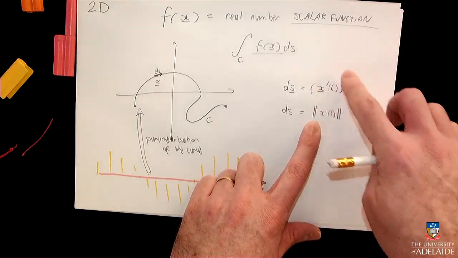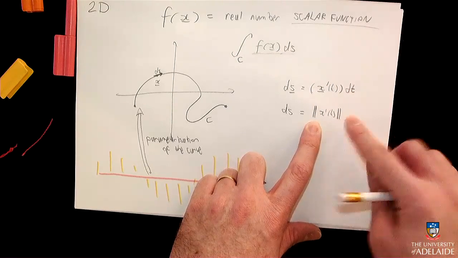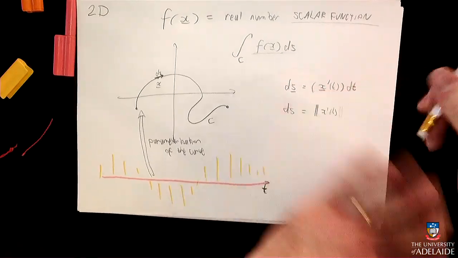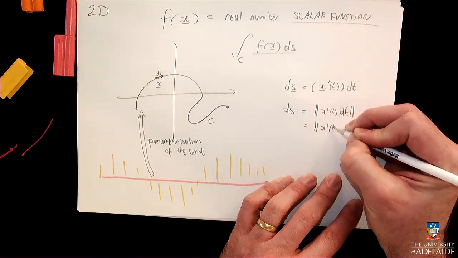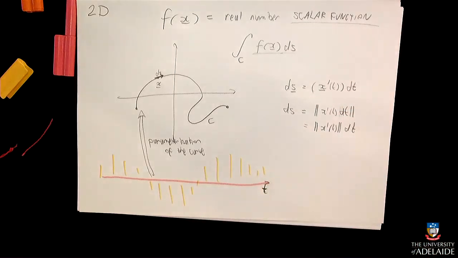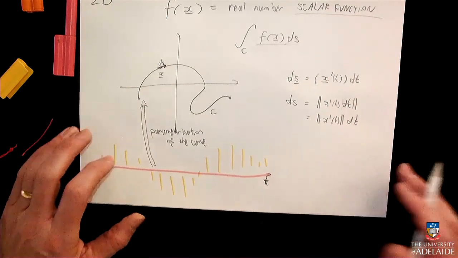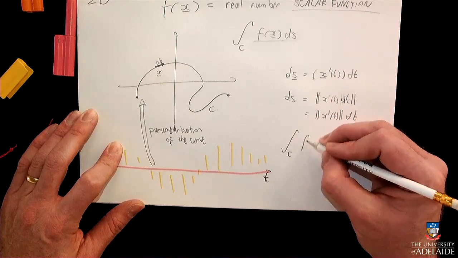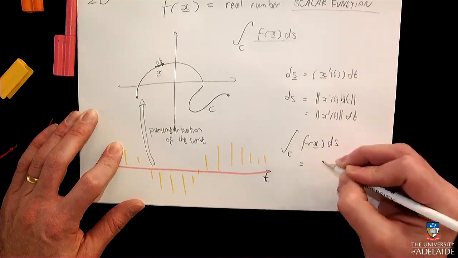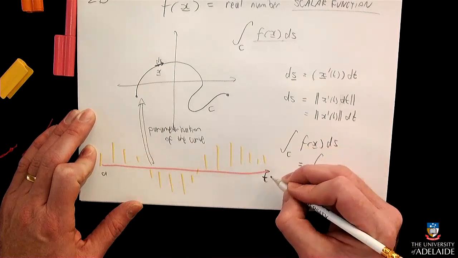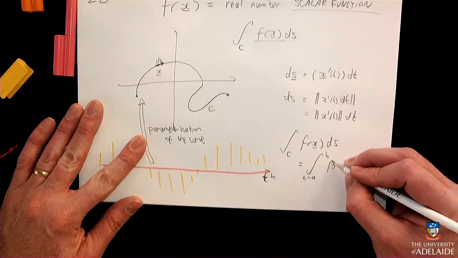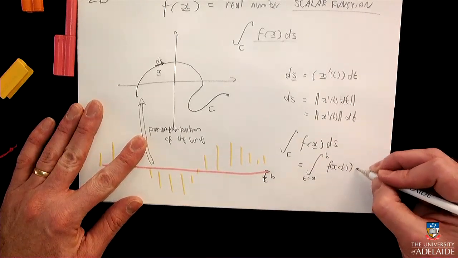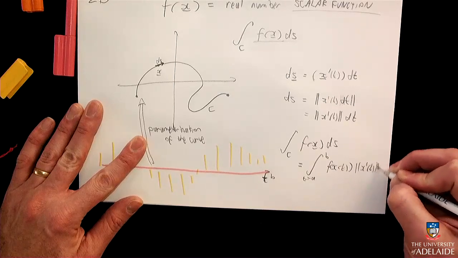So it's the length of this. dt is just a number, so it's going to come out anyway. So we've got technically this, like that. And so actually my integral becomes the integral for t going from a to b of f of x of t times dt.